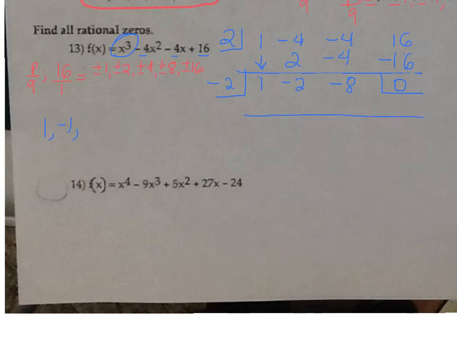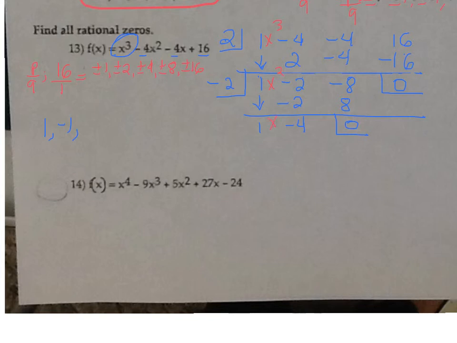I'm going to use that. -2. Bring the 1 down. -1, -2 times 1. And -2 is... -4 times -2. Yeah, and that is a 0. So we already have the 3 zeros. Really? Yes, because once you find 2, the first one is x to the 3rd power. The second one is x to the 2nd power. So this is just x.